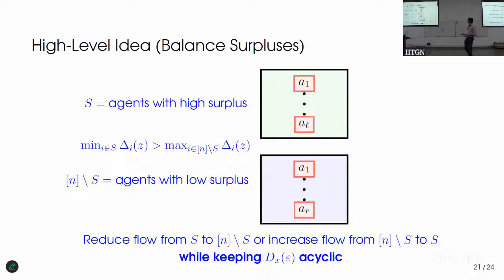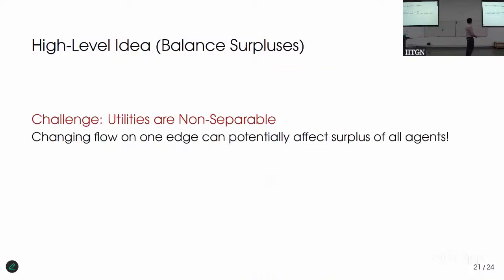And at every point in time, we try to reduce the surpluses of the high surplus agents or increase the surplus of the low surplus agents. So we show that you can make progress on the potential function, which is like the balancing potential function on the surpluses of the agents. So that's roughly what we show, and I wouldn't say more than that. The main challenge is that changing flow on one edge can potentially affect the surplus on all the other edges. So it's pretty much non-trivial to show progress. You need to really use the submodularity of the utility functions to get this.